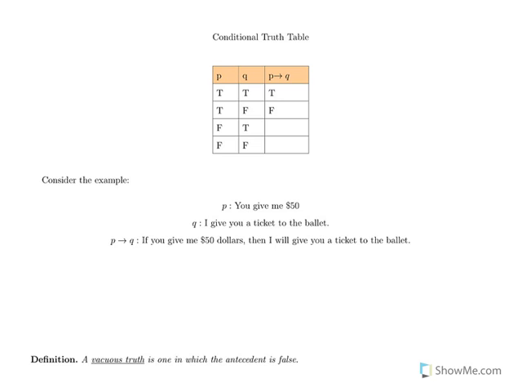So the first 2 are not that complicated. If P is true and Q is true, then the implication is true, and that's pretty straightforward. If P is true, if you give me $50, but Q is false, I do not give you a ticket to the ballet, then the implication doesn't work. One of those parts doesn't work. The consequent, the second part, is not true, so the whole thing is false. But it gets weird when we talk about the antecedent, the first part, not being true.